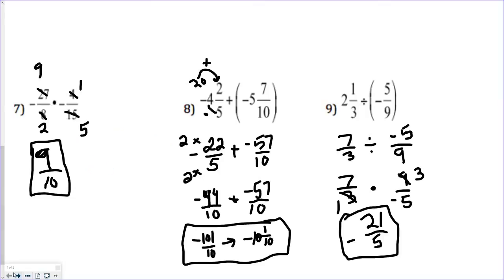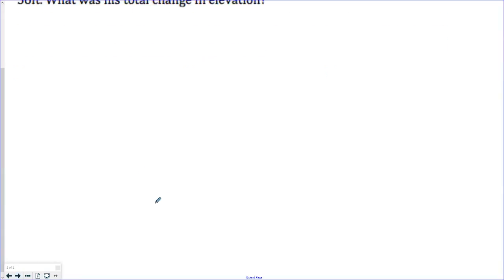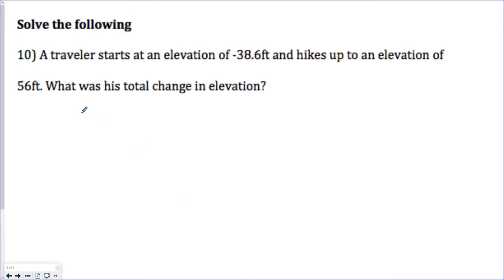So that's the front page. The back page is a short word problem. This is just kind of taking what we learned into a more formal format. So he's traveling at an elevation of negative 38.6 feet and then hikes up to an elevation of 56. What was the total change?